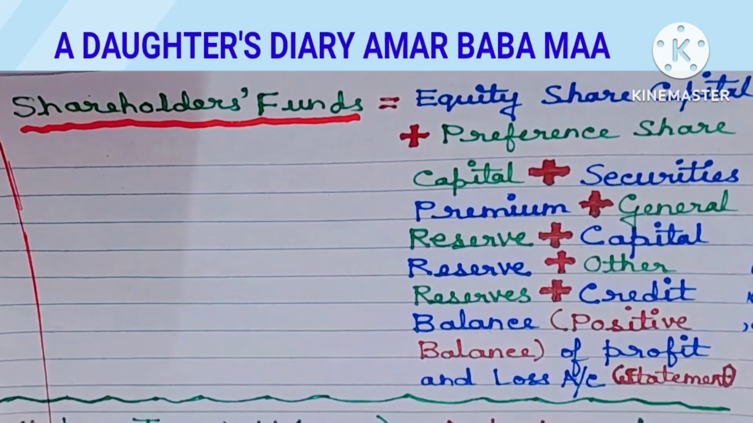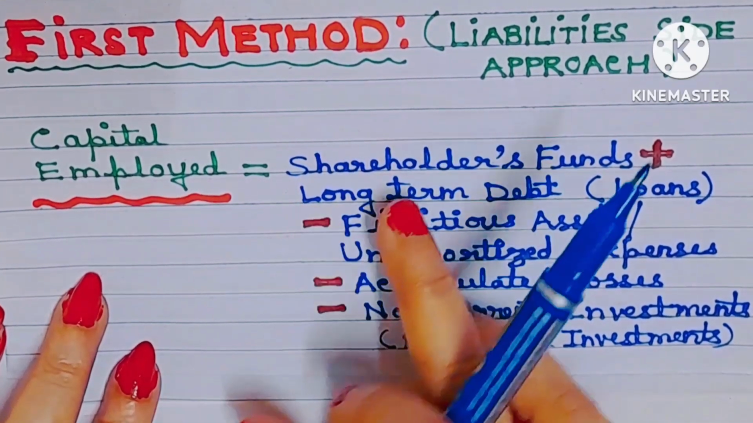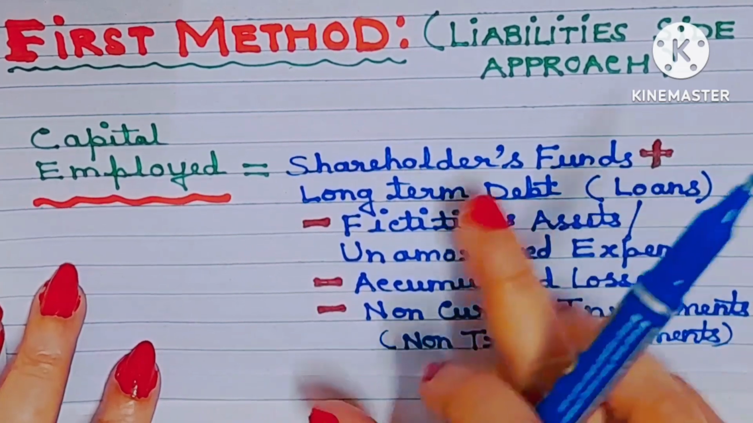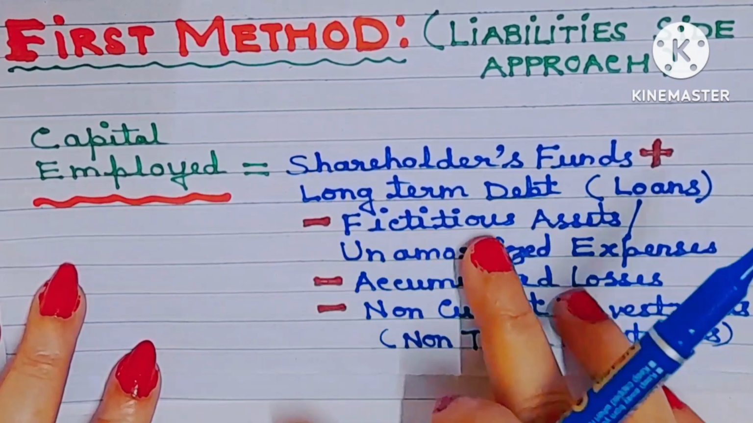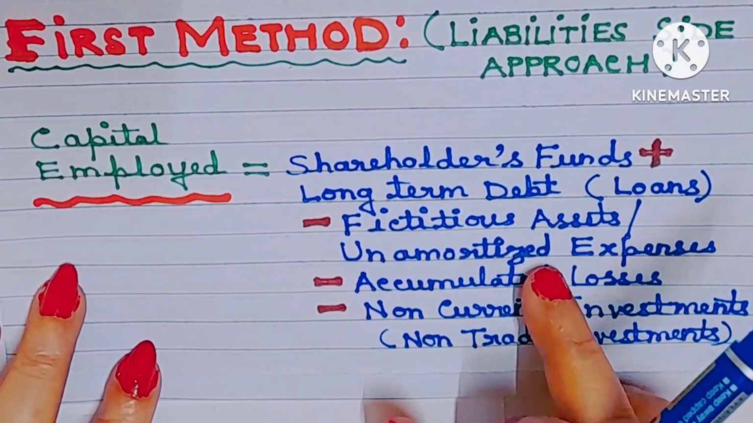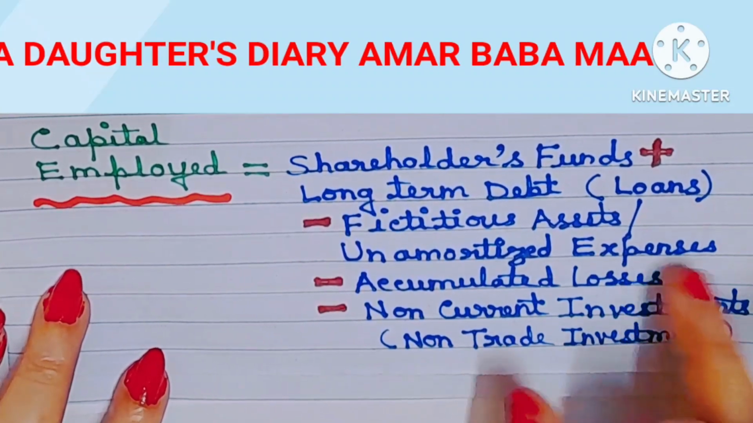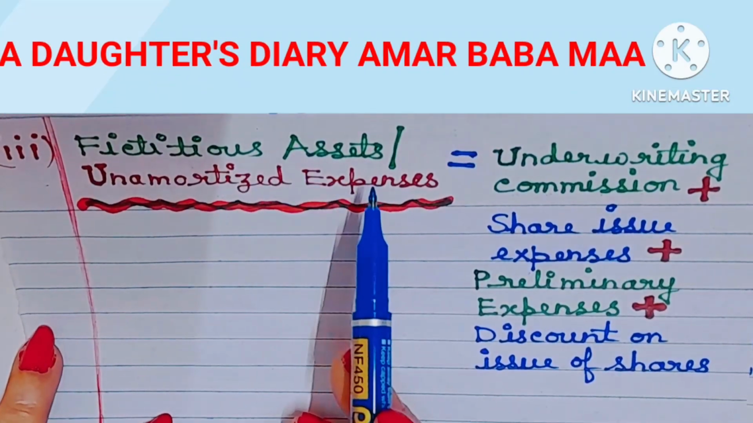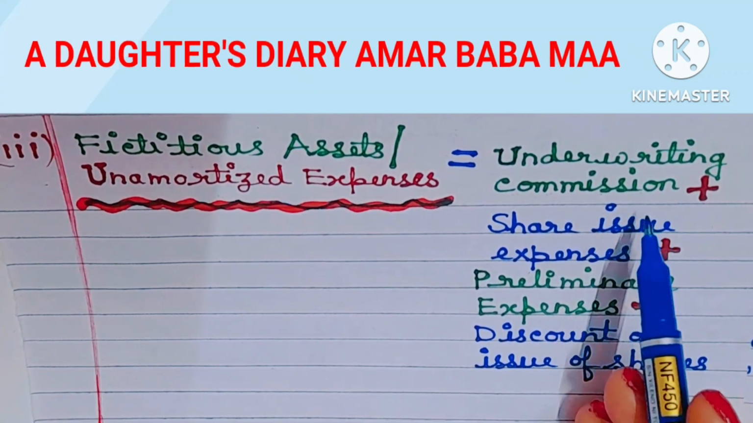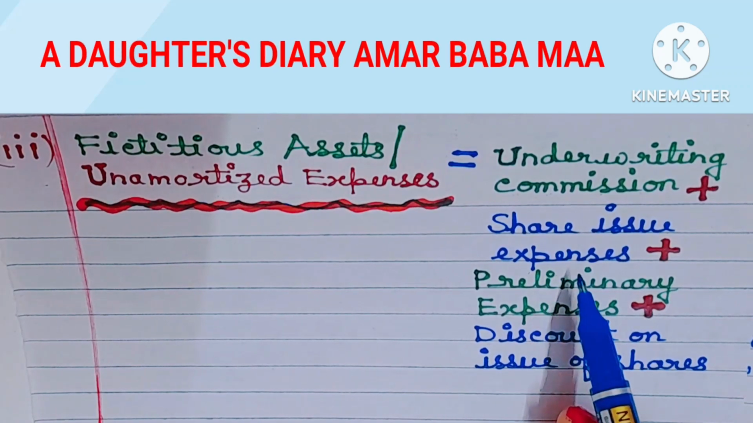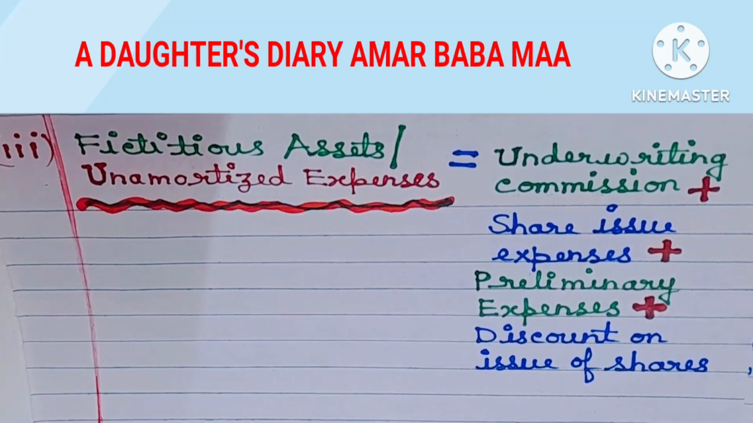Now let's see the formula again. Now see, capital employed is equal to shareholders funds that we have done plus long term debts or loans that we have done also minus fictitious assets or unamortized expenses. So let's see what is fictitious assets or unamortized expenses. Fictitious assets or unamortized expenses is equal to underwriting commission plus share issue expenses plus preliminary expenses plus discount on issue of shares. Now let's go through the problem.